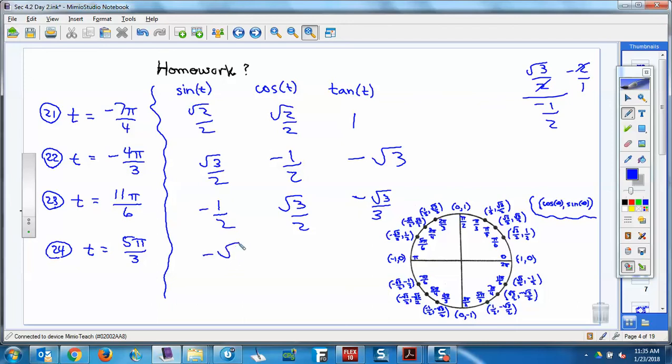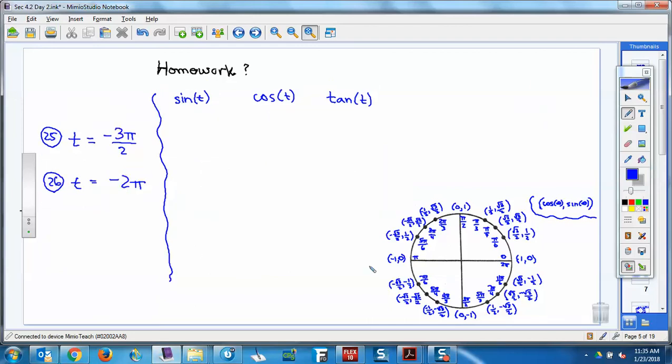So sine is negative root 3 over 2. The cosine is 1/2, which is the x. And then tangent is the y over the x. Negative root 3 over 1. Negative root 3, right? Negative root 3 over 1. The 2's would cancel. Okay?